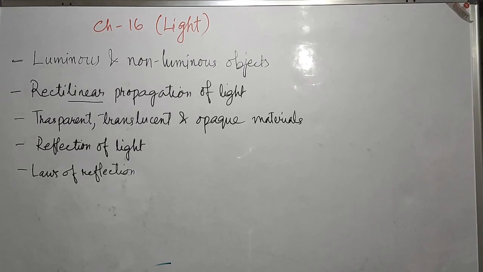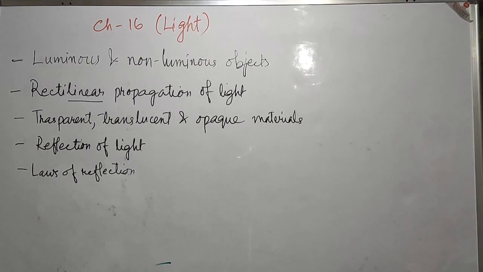Moving on to the next one, that is luminous and non-luminous objects. Luminous objects are those objects which emit light, or which produce light. Say for example sun, stars and firefly. Non-luminous objects are those objects which do not emit light or which do not produce light.